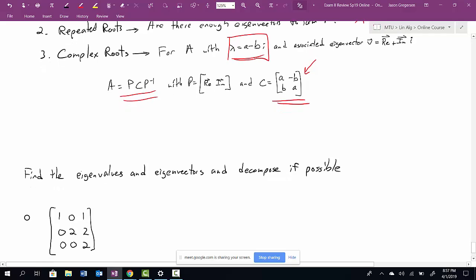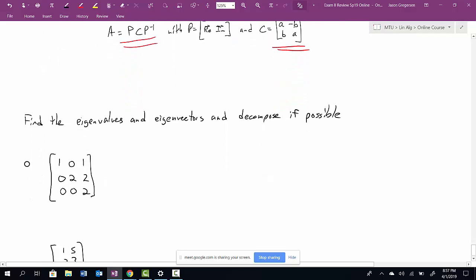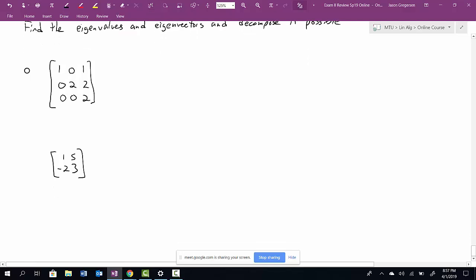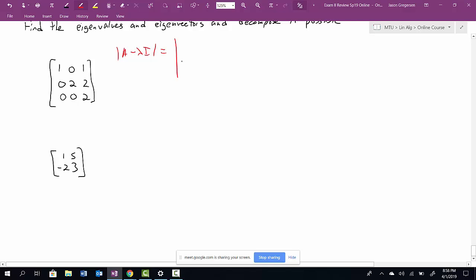So find the eigenvalues and eigenvectors and decompose if possible. Okay. So here I got my first one: 1, 0, 1, 0, 2, 2, 0, 0, 2. Step number 1, calculate A minus lambda I, set it equal to 0. So I subtract lambda on the diagonals.